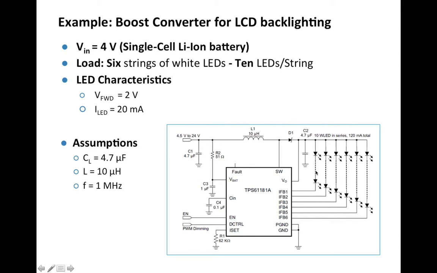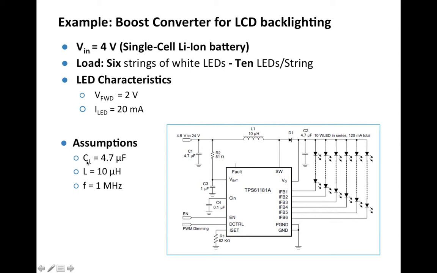And then in each string we have 10 LEDs in series. Now we know that the forward voltage for each LED is 2 volt. So this means that each string needs 20 volt for all LEDs to turn on. And then for full brightness of each LED, we need to provide them with 20 milliamp of DC current. So it means the total current that needs to be provided by this boost converter is 120 milliamp.